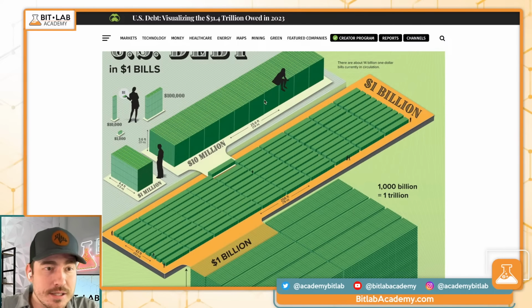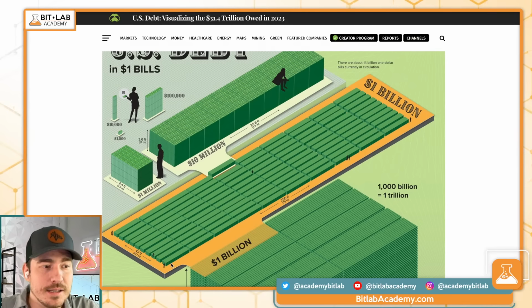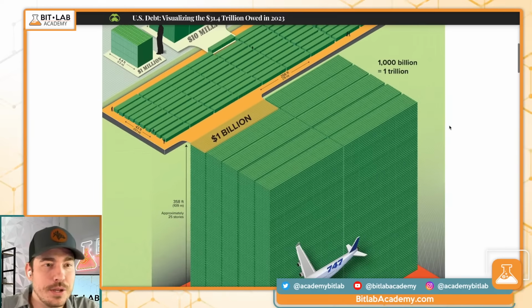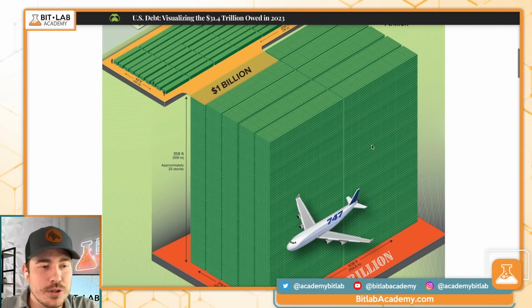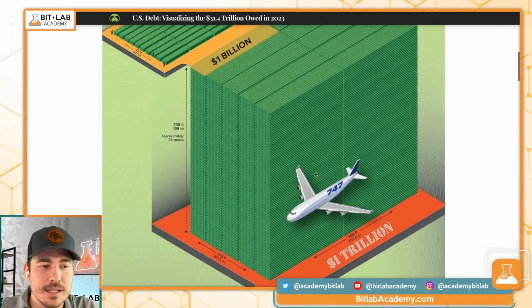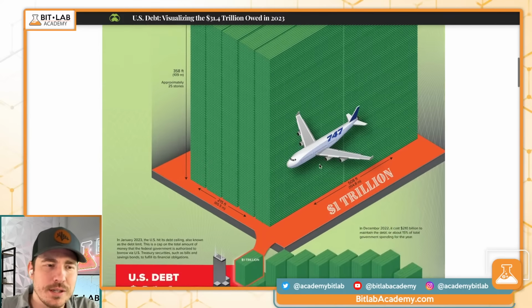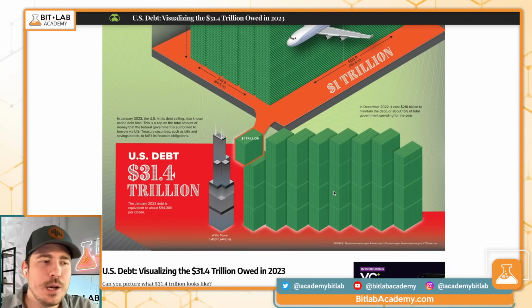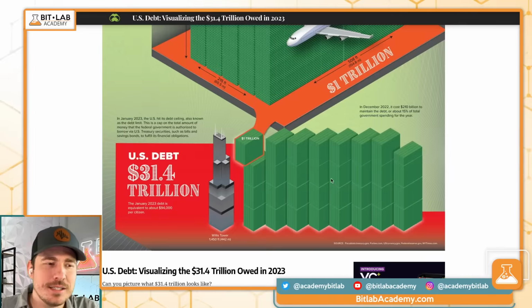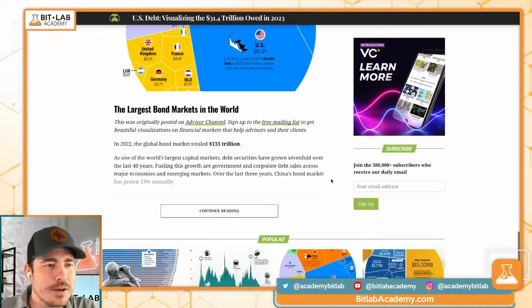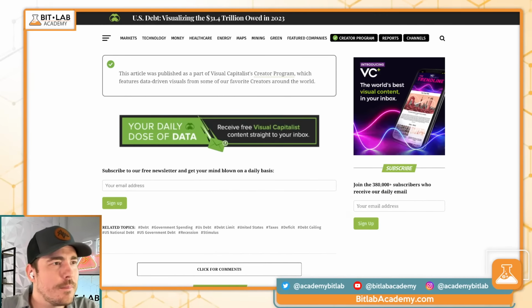Now, each one of these is this. And look at this. And then look at a billion. Look at a trillion. Do you see how much money this is? And we have not 1 trillion. We've got 31.4 trillion. Do you see this? This is just ridiculous.